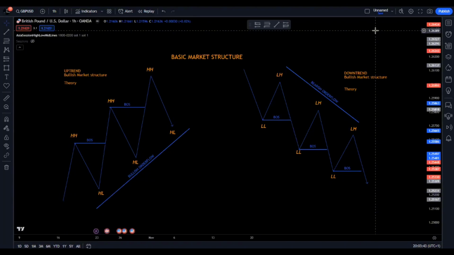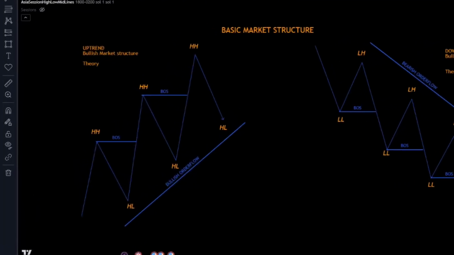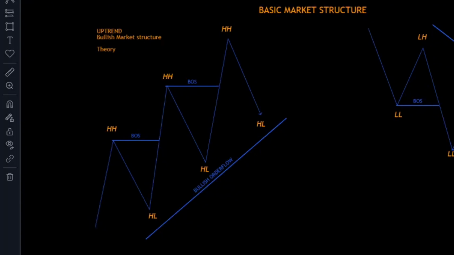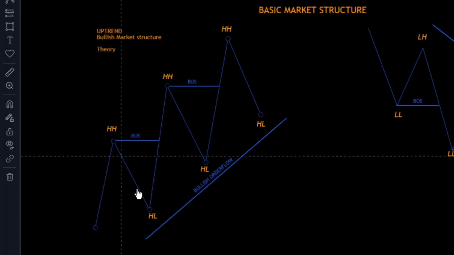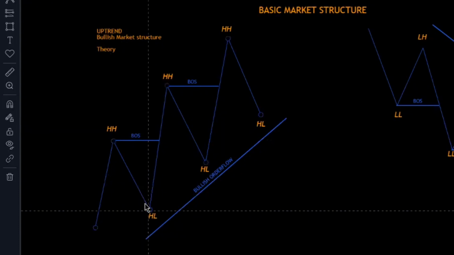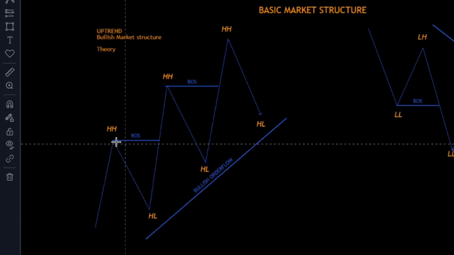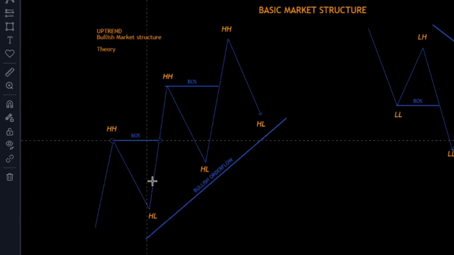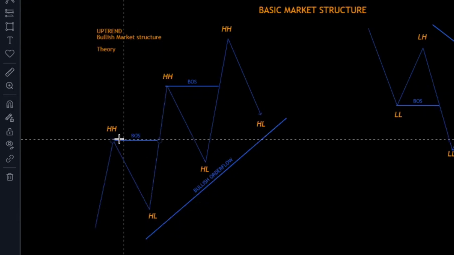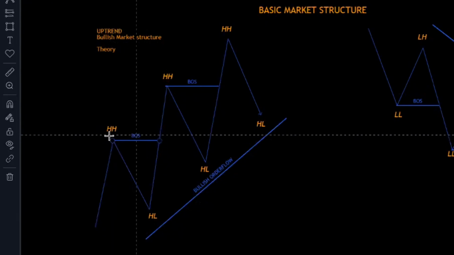Now, on your screen, you can see some basic market structure illustrations. On the left, we have an uptrend, which can also be referred to as a bullish order flow. An uptrend is made up of higher highs, higher lows, higher highs, higher lows. For this higher high to form, it went down, formed the higher low, and for this higher low to become valid, it has to break above the higher high, where we have a break of structure. The move that goes past the previous high in an uptrend is called the break of structure.